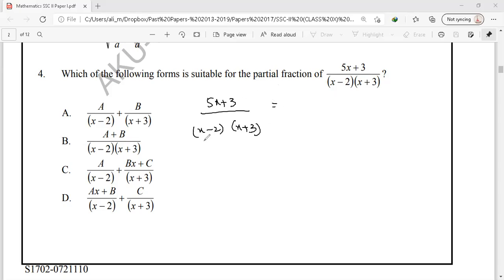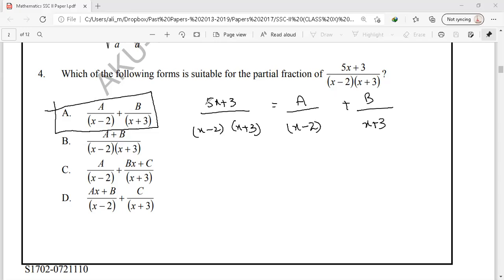As we can see, we have non-repeated linear factors. So the simple partial fraction for this rational expression is that we will introduce two constants with these two non-repeated linear factors. So a over x minus 2 and b over x plus 3. So this is the correct partial fraction for the given rational expression. So the correct option we have is a over x minus 2 and b over x minus 3.